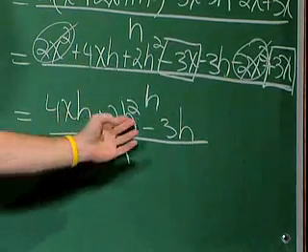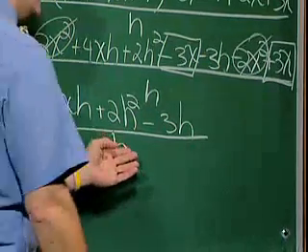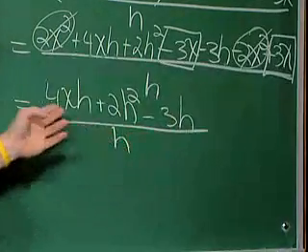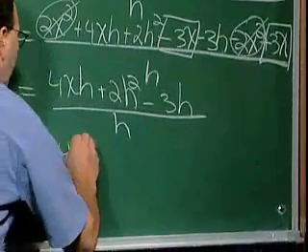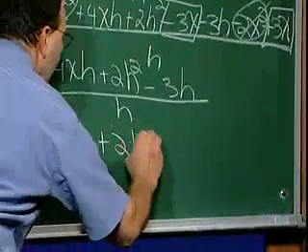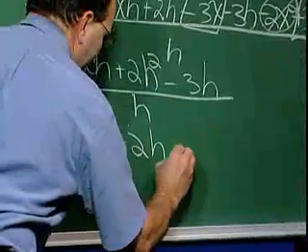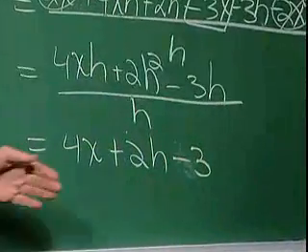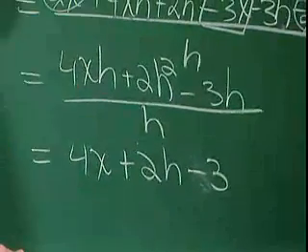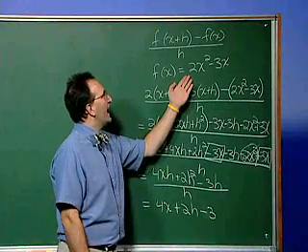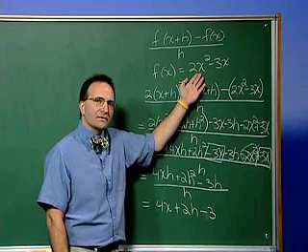Each of these terms includes a factor of h, which means that we can factor out the h and then cancel it, and that's going to leave us with 4x plus 2h minus 3. And that's the simplified form of applying the difference quotient to the original function f of x equals 2x squared minus 3x.